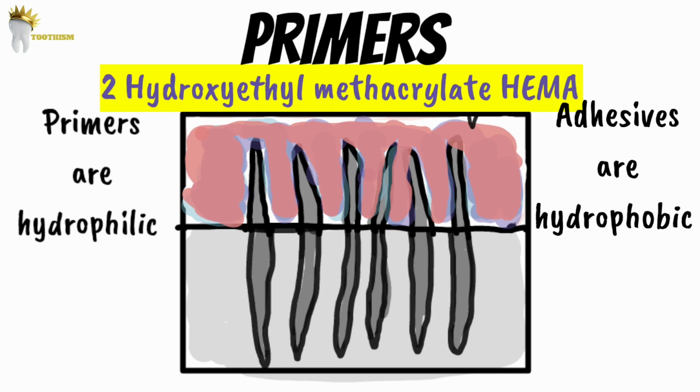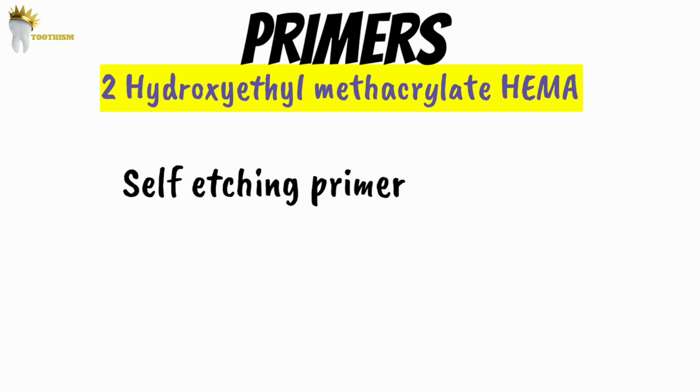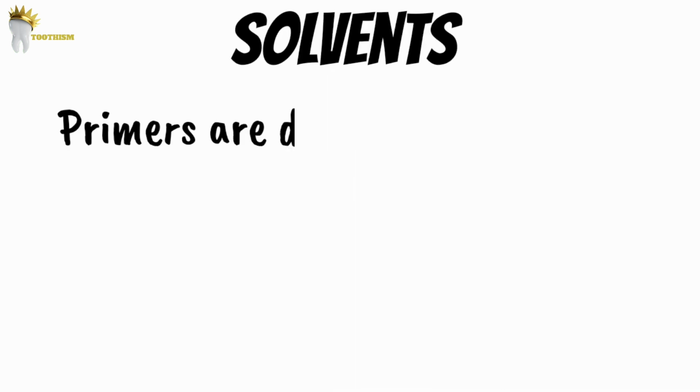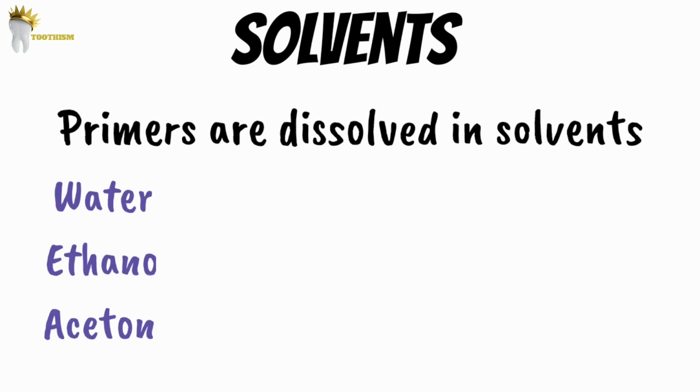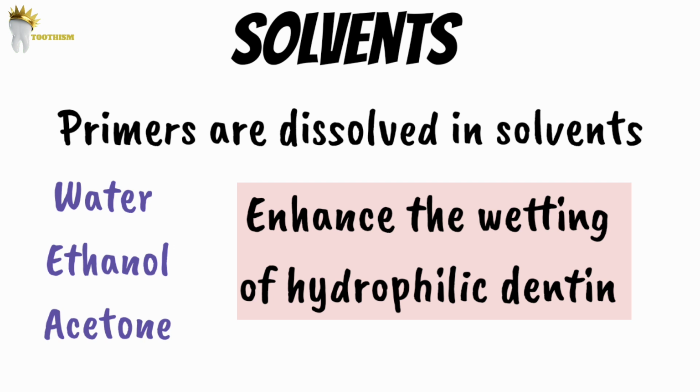2-hydroxyethyl methacrylate is a widely used primer monomer because of its high hydrophilicity and solvent-like nature. If a primer has the ability to both etch and prime, it is categorized as a self-etching primer. Solvents also play important roles in priming systems. Primers are basically dissolved in these solvents. The most commonly used solvents are water, ethanol, and acetone. What the solvents do is they enhance the wetting of hydrophilic dentin. Each solvent has a specific contribution to improve bond adhesion.